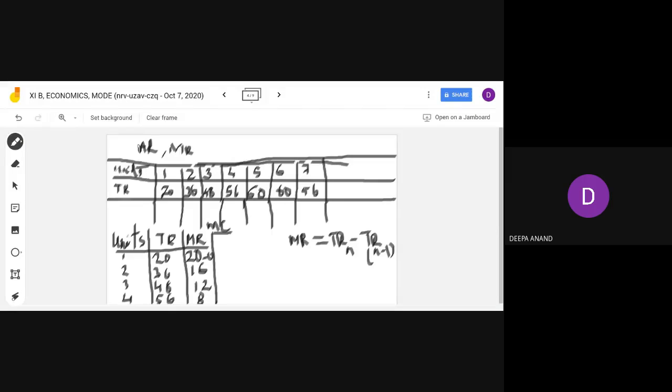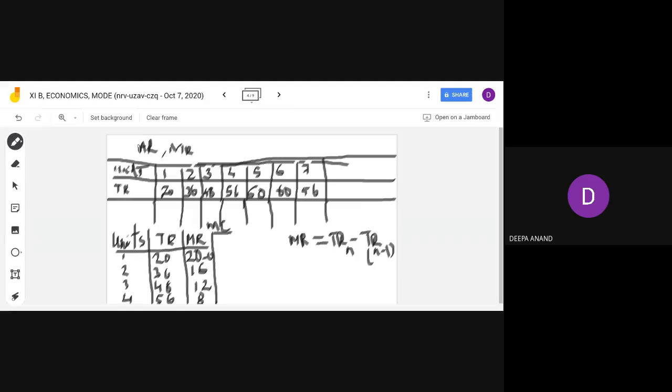By analyzing the marginal revenue column, what is coming to your mind? The difference is 4. By analyzing the pattern of MR: 20, 16, 12, 8, 4, 0, minus 4. What comes to your mind? Imperfect combination.